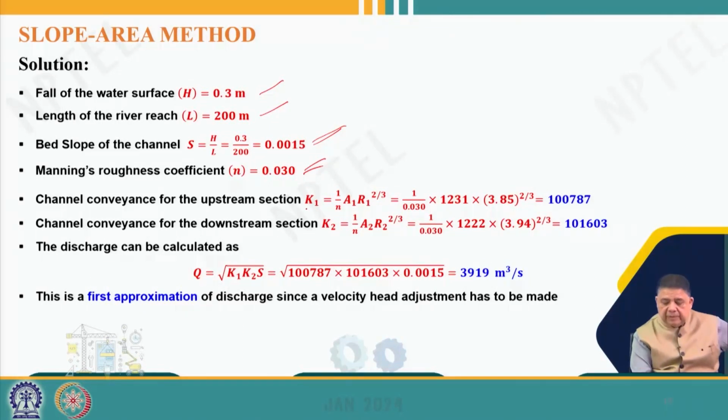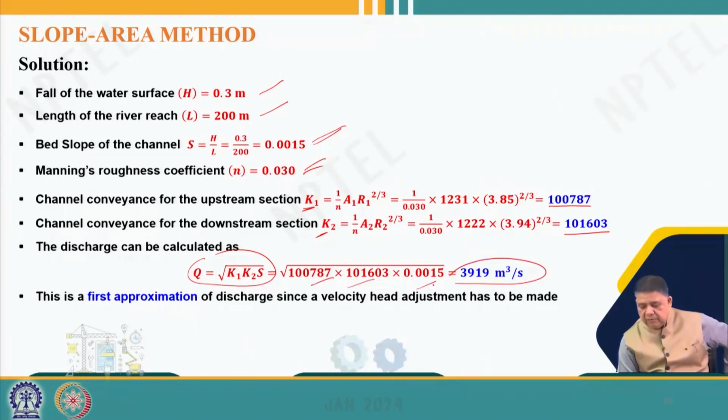That means in this case we have to calculate the conveyance for the upstream section and the downstream section, K1 and K2, by putting the values in these two equations: K1 = (1/n) A1 R1^(2/3) and K2 = (1/n) A2 R2^(2/3). We get two values, 1,0787 and 1,01,603. Then we can use the relationship Q = √(K1 K2 S), and putting these values we get the discharge as 3919 cubic meter per second.